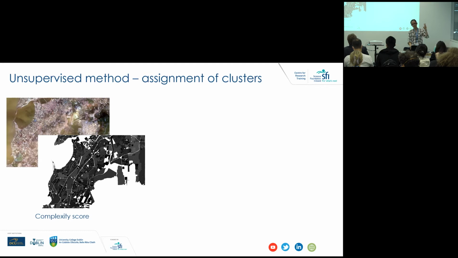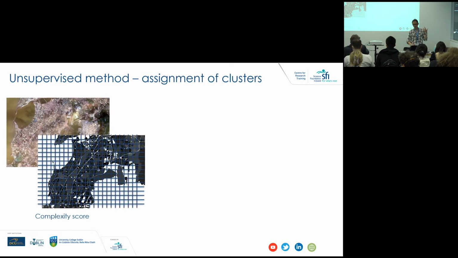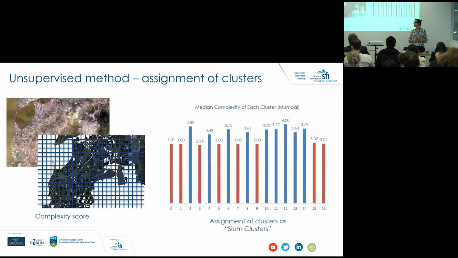So because we have the 17 clusters, we calculated the average score for each of the tiles in the 17 clusters. And then we came up with the median complexity score for each cluster. And then the clusters that had the lowest complexity score were assigned as slum clusters. And then we use that to cross-check how good the unsupervised model was to actually separate the slums from the non-slums.